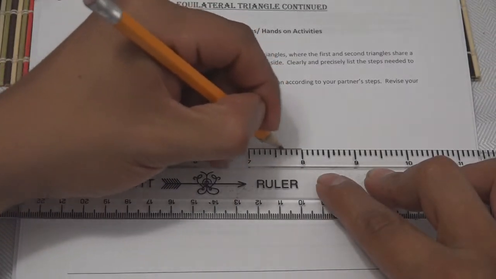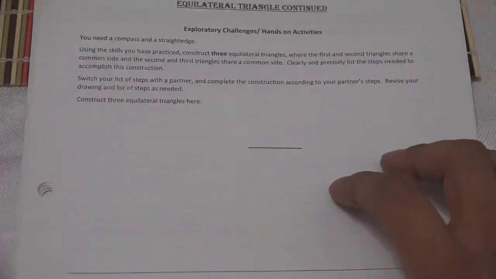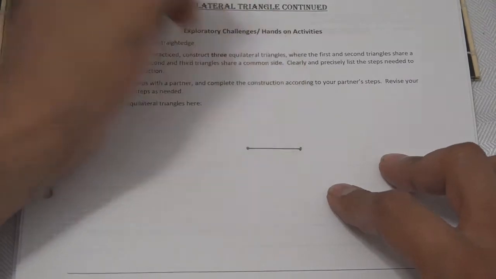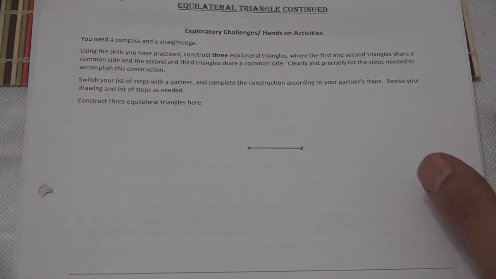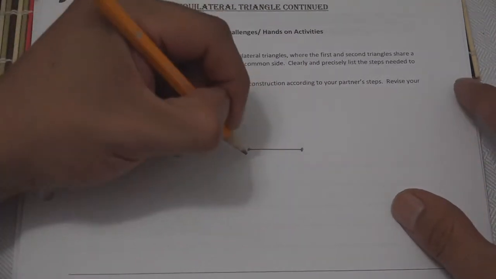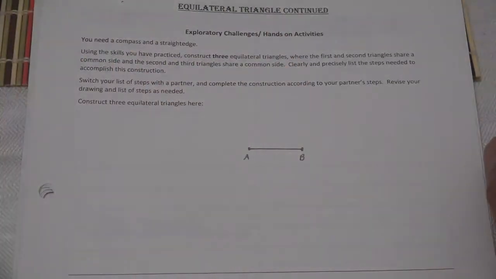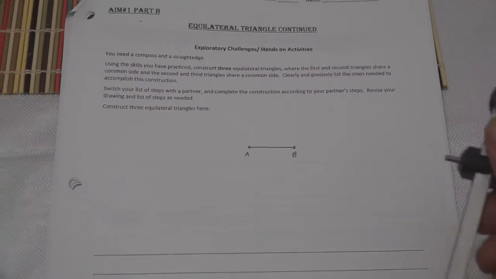So let me draw segment AB. I'm gonna make it 1 inch long. That's it, I'm not measuring it. It could be 1 centimeter long. It depends on how you wanna do it. So I'm gonna draw a segment AB. This is the second time I'm actually doing this, so hopefully it comes out right. The first thing I'm gonna do is construct an equilateral triangle. Hopefully you can see this.